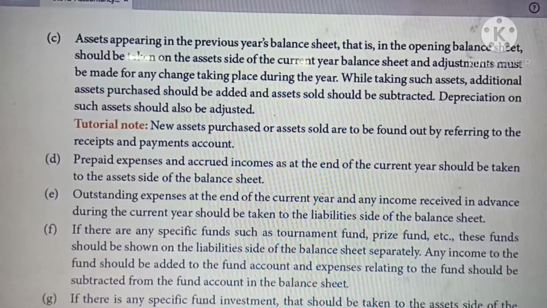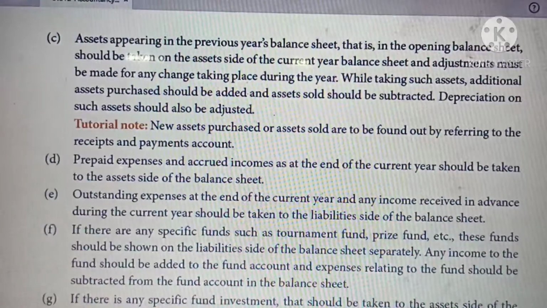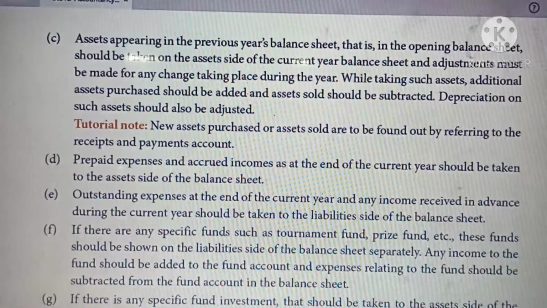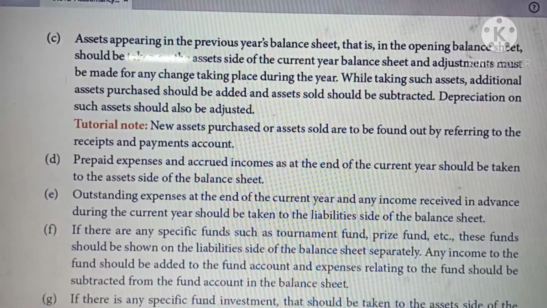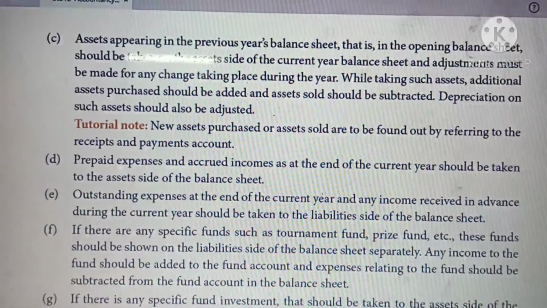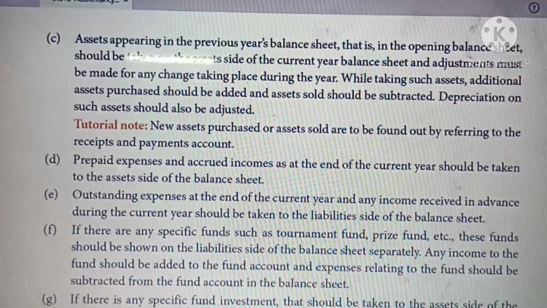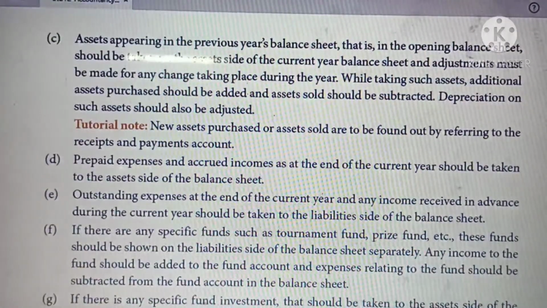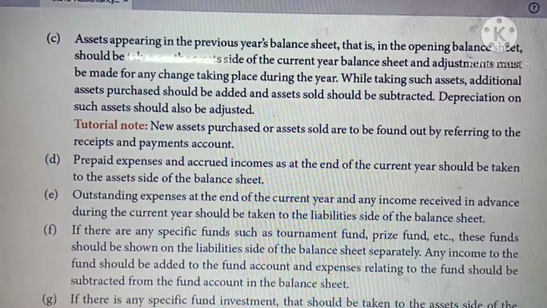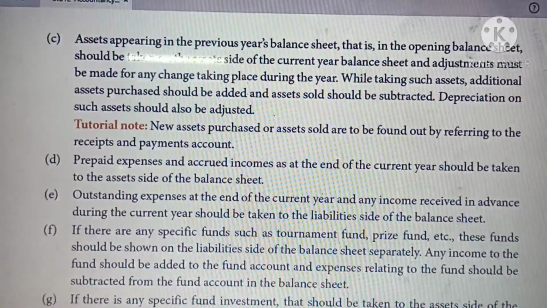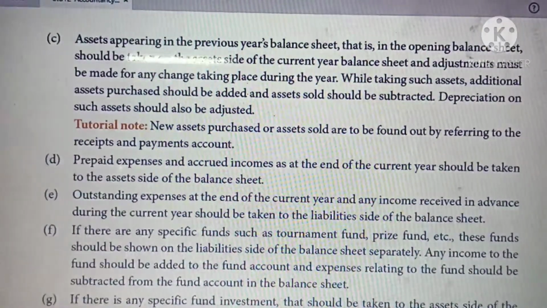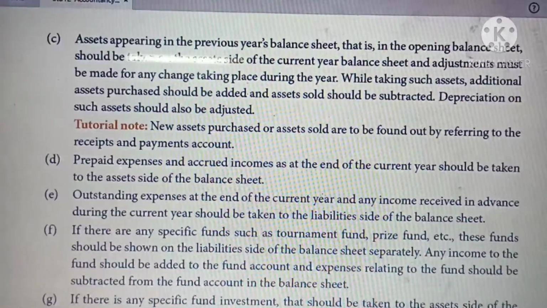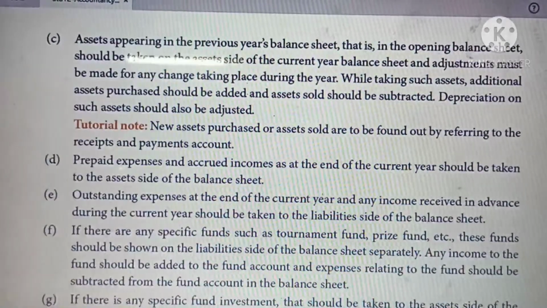In the current year balance sheet, you have to take all the asset information from the opening balance sheet. Adjustments must be made for any changes taking place during the year. If there is any additional asset purchase, that should be added to the particular asset. If you sell any asset, that must be subtracted from the concerned asset. Likewise, any depreciation must also be subtracted from the concerned asset.